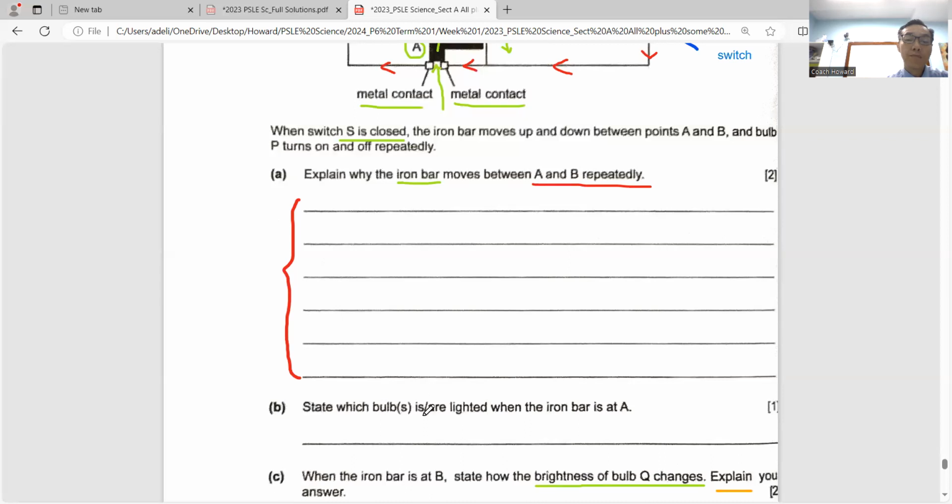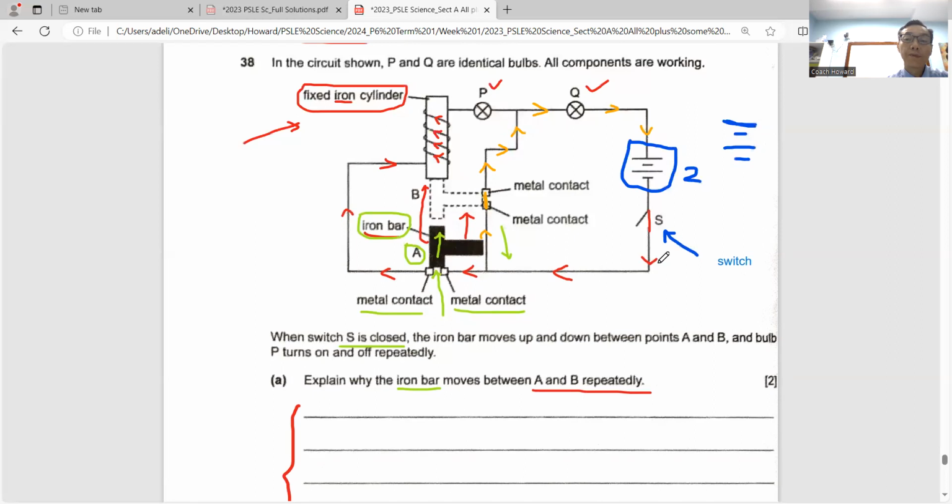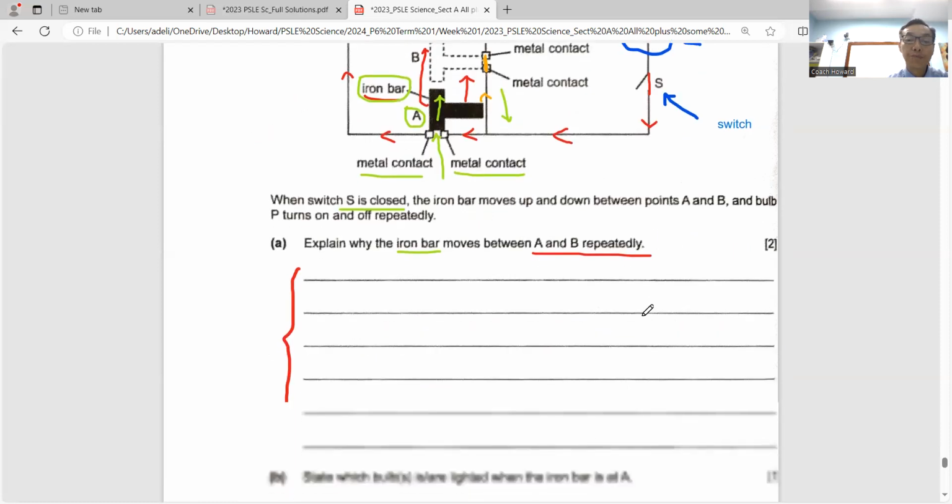State which bulb or bulbs are lighted when the iron bar is at A. So when at A, if you draw this circuit diagram, the red color arrows, right? You will see that both bulbs will be lit because it will form a closed circuit in this manner. So it's bulb P and Q.